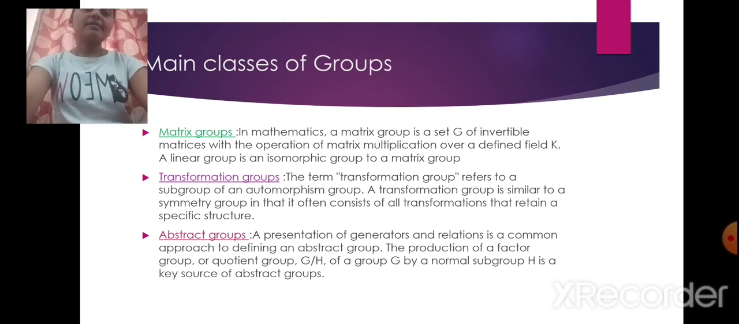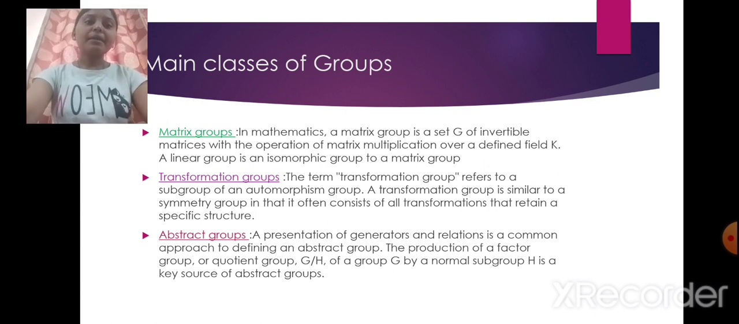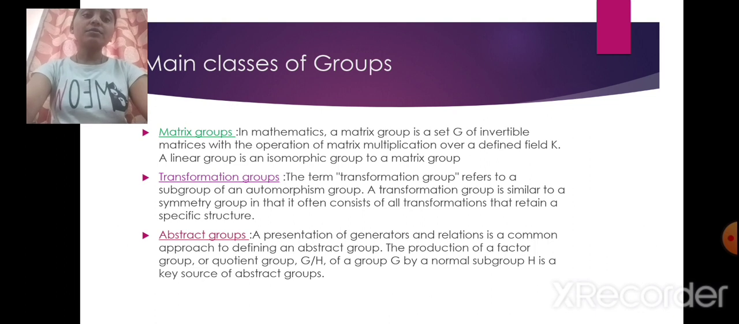Main classes of groups: matrix groups, transformation groups, abstract groups. Matrix groups. In mathematics, a matrix group is a set of invertible matrices with the operation of matrix multiplication over a defined field K. A linear group is an isomorphic group to a matrix group.